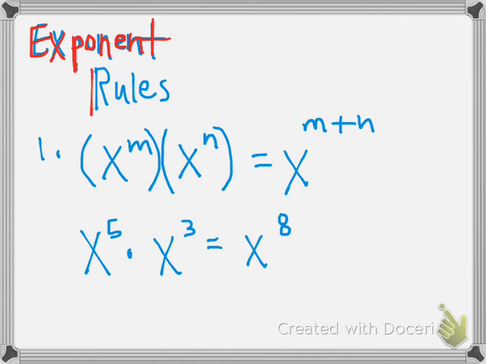Alright, the first rule is you have a base. If you multiply the same base by the same base, like this x by this x, you add the exponents. So when you have x to the fifth times x to the third, you get x to the eighth. Piece of cake, right?